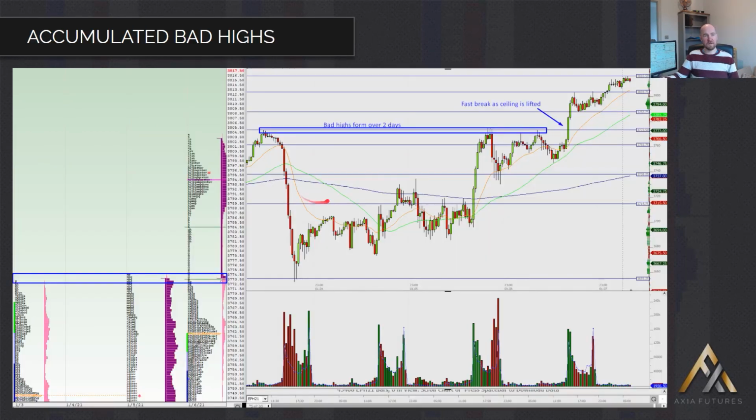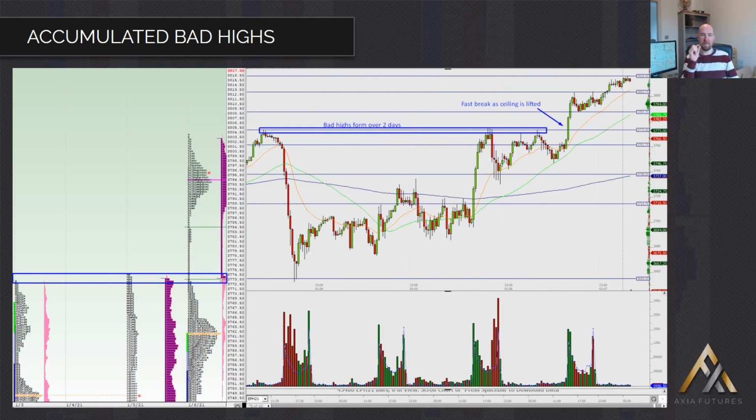Let's have a look at something a little bit more complex. Bad highs don't have to be on one day. So what we've got here is the S&P. This is from the very beginning of the year. This was the first day of the year, the big sell-off, and then we create multiple tests of that same level. It's around 73.5.